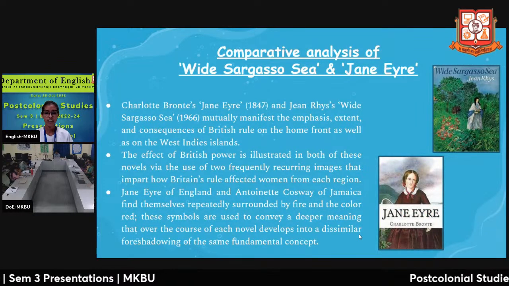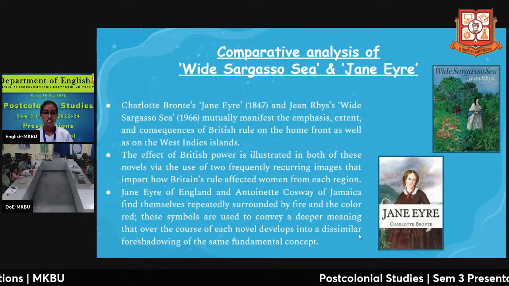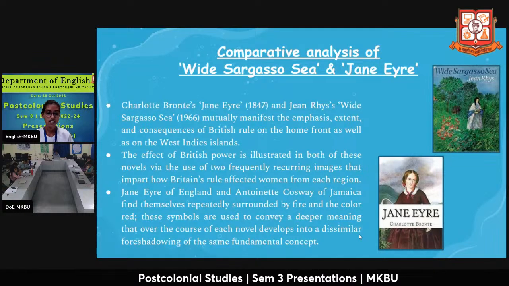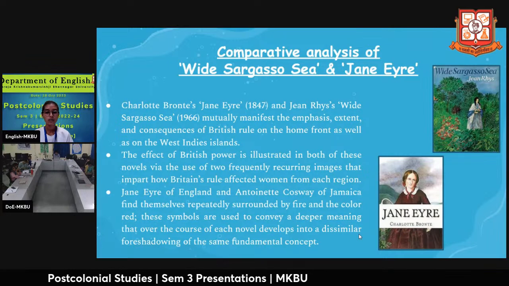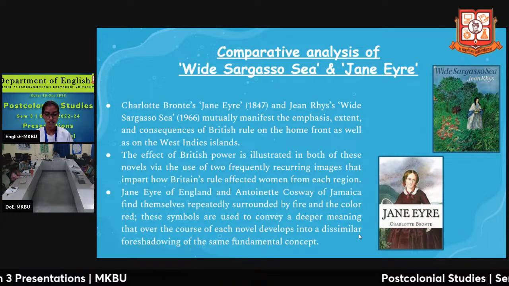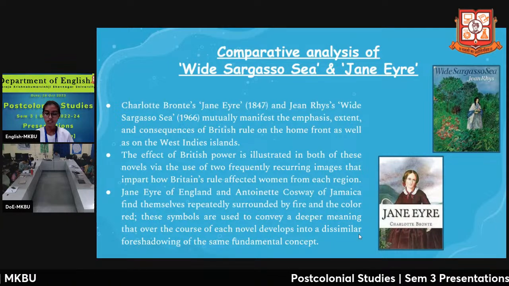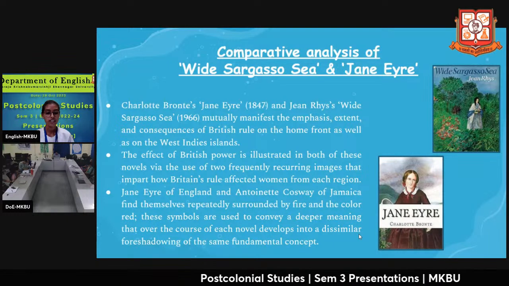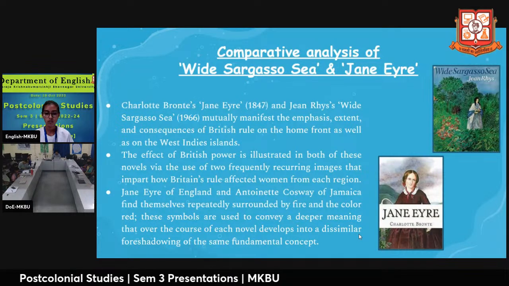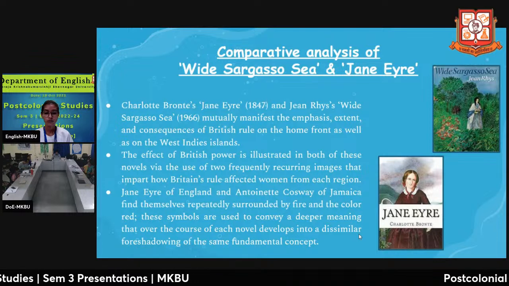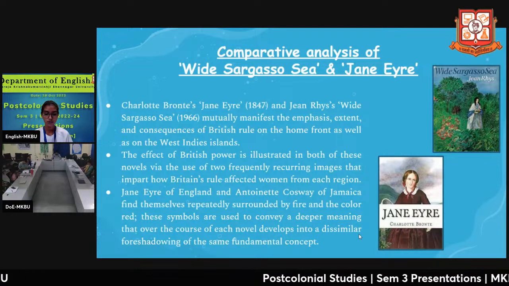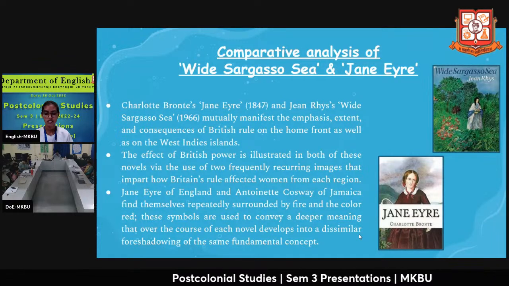Comparative analysis of Wide Sargasso Sea and Jane Eyre. Charlotte Bronte's Jane Eyre and Jean Rhys's Wide Sargasso Sea mutually emphasize the extent and consequences of British rule on the home front as well as on the West Indies island. The effect of British power is illustrated in both of these novels via two frequently recurring images that impart how Britain's rule affected women from each region.